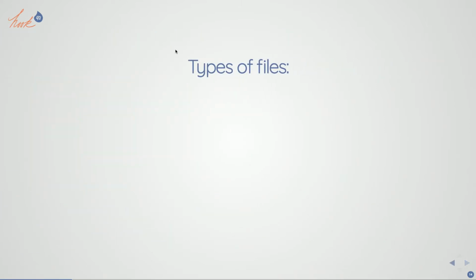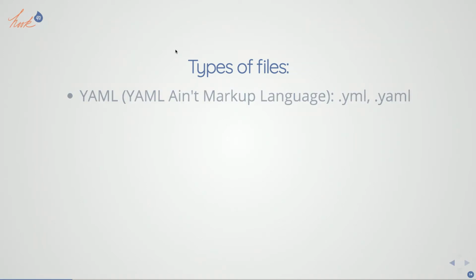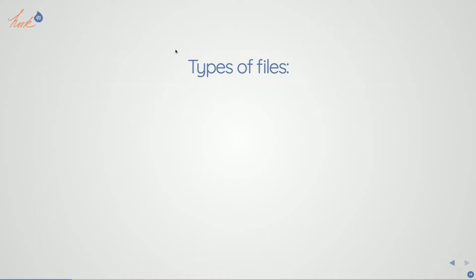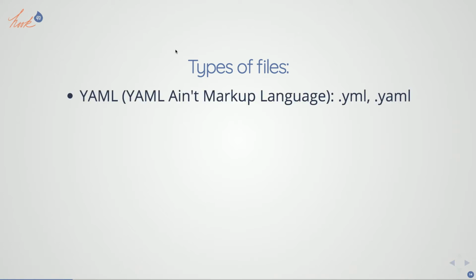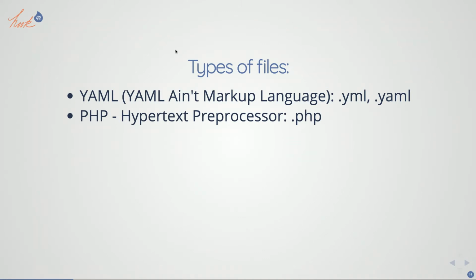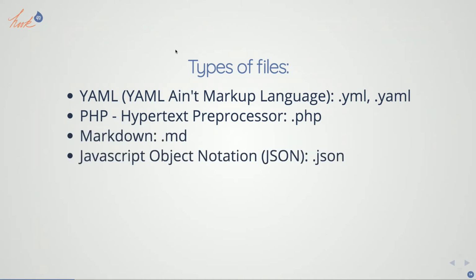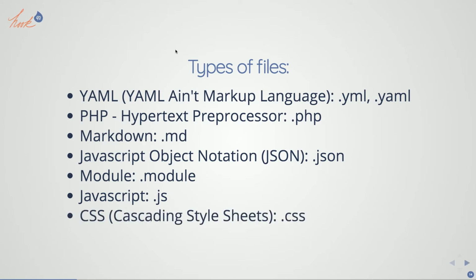Okay, now we can go to the types of files. This is not a full list. The more complicated your module gets, the more types of files you can put in, but this is a quick summary of basic files. There's YAML, there's PHP, there's Markdown, there's JavaScript object notation, which is JSON, .module, which is a PHP file, JavaScript, and CSS.